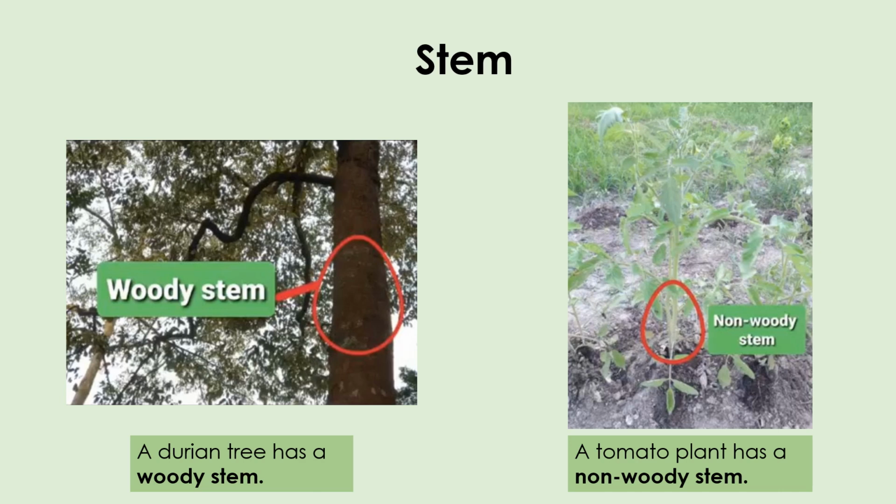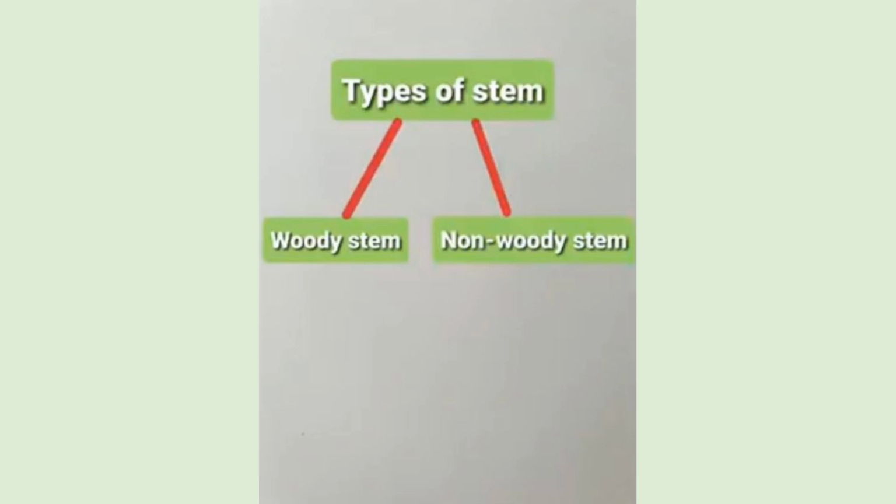And now look at the picture on your right. It is a tomato plant. A tomato plant has a non-woody stem. Look at the picture. This is the stem for tomato plant. So there are 2 types of stem, woody stem and non-woody stem.